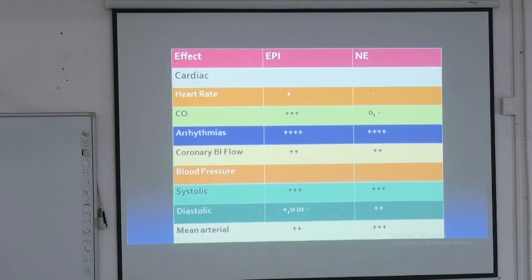These are the differences between epinephrine and norepinephrine. You will find it in your book. I am not going to detail this.